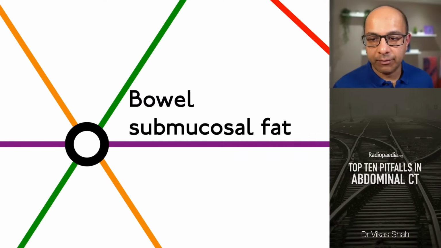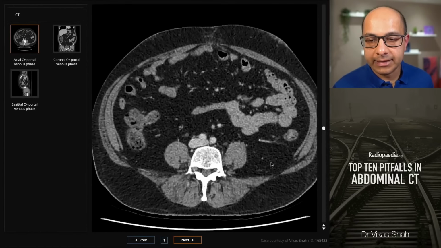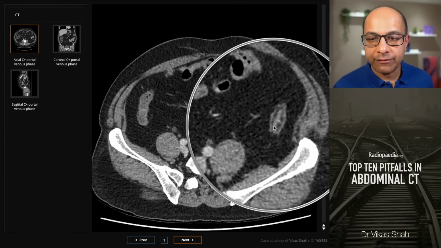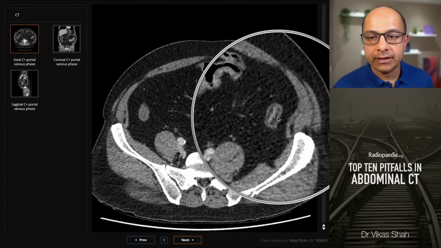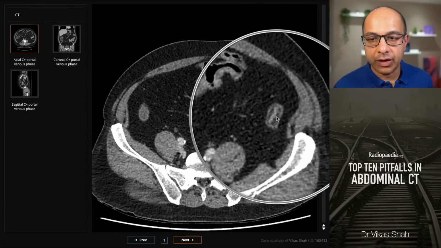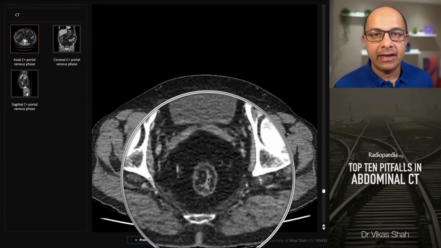So here is such an example, someone with known long-standing ulcerative colitis, and you can see here this stripe, low density stripe of fat deep to the mucosa of the large bowel, the descending colon over on this left side, and between this mucosa and the serosa, and it extends all the way down to the rectum here, where it's particularly prominent.